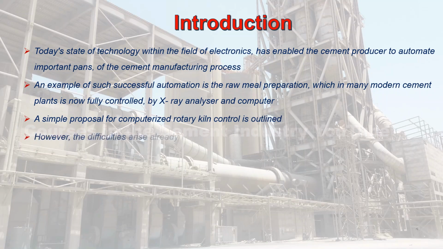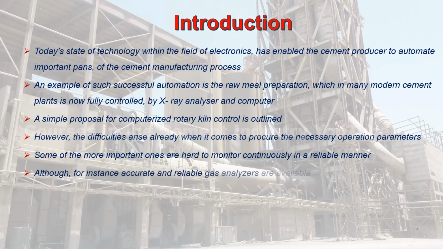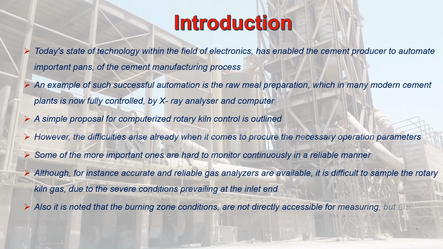However, the difficulties arise already when it comes to procuring the necessary operation parameters. Some of the more important ones are hard to monitor continuously in a reliable manner. Although, for instance, accurate and reliable gas analyzers are available, it is difficult to sample the rotary kiln gas, due to the severe conditions prevailing at the inlet end. Also, the burning zone conditions are not directly accessible for measuring, but are reflected in the clinker quality only after a substantial delay.